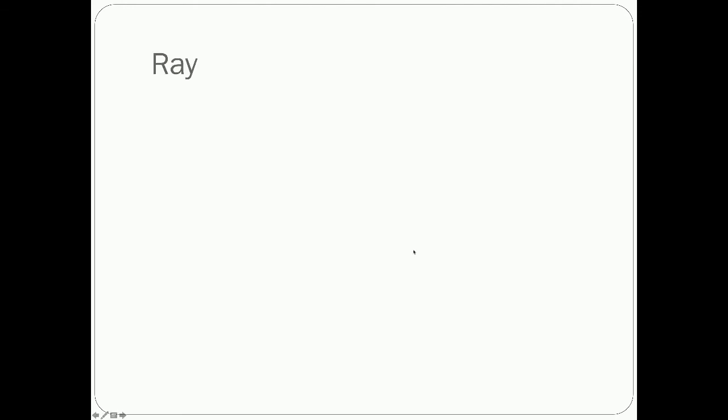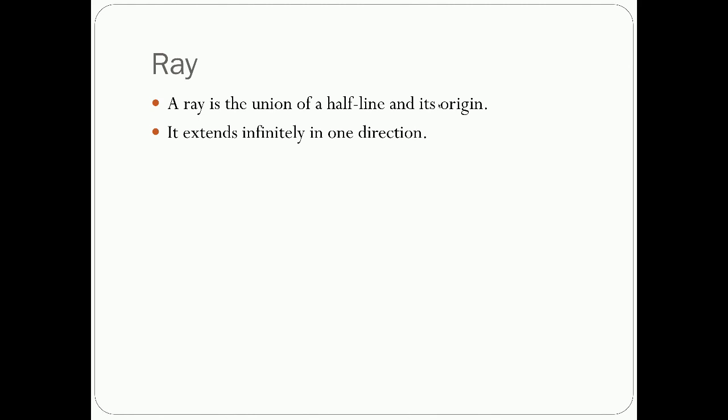And then a ray. A ray is the union, so when we talked about sets, we talked about union, of a half line and its origin. And so we're taking a union, so we want all of the half line, and then we want to include the origin. So a ray does include the endpoint. A ray extends infinitely in one direction. So here's an example of a ray. It starts at X and then goes through Y and keeps going on infinitely. We would call this ray XY, and we can name it like this.